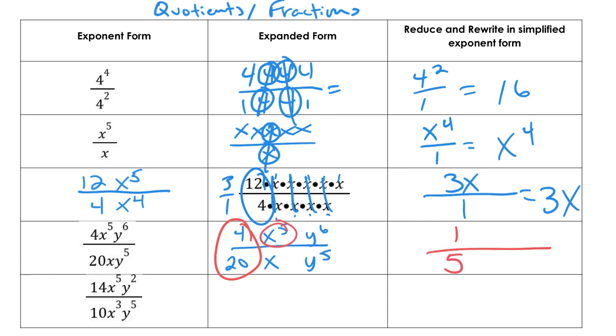Now I look at my x's. I have x to the 5th and x. That means there's 5 on top, there's 1 on the bottom. If I cross them out, that's going to leave me with 4 on the top. So I'm going to go and put the x to the 4th there. And then I'm going to look at my y's. I have 6 on top, I have 5 on the bottom.